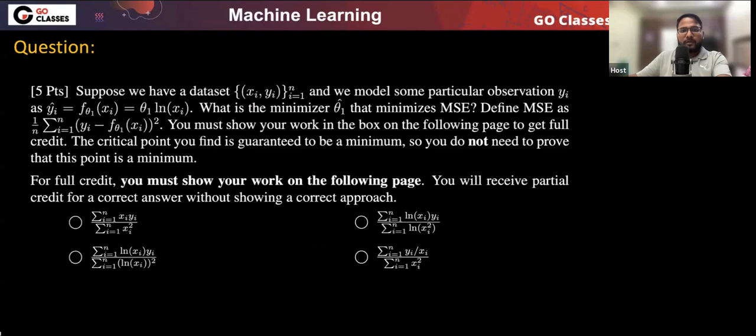Now, what they're saying here is that suppose we have a data set and we want to model some particular observation yi using, instead of x, ln of x, or instead of xi, ln of xi. What is the minimizer theta 1 cap that minimizes this mean square error? So they want to minimize this, and they're asking what is the best answer. So you can just apply the mathematics.